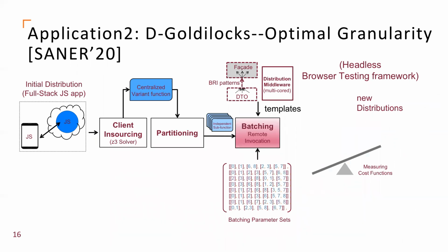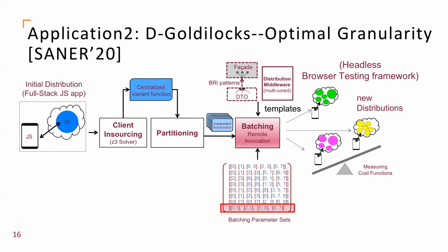First, Goldilocks applies client insourcing and then applies partitioning operations to find the independent subsets of this variant. Then this tool explores all possible distributions by means of matching remote invocations. That is a kind of refactoring for a centralized application. Goldilocks defines a cost function to determine the optimal distribution, and then this tool finds the minimum cost distribution.